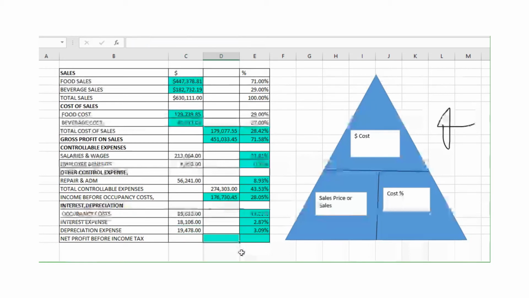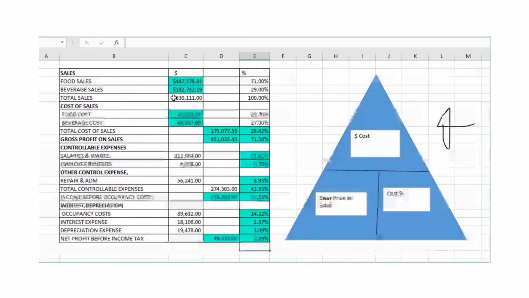So now finally at the bottom, calculating our net profit before income tax, we take our income before occupancy costs, and then we just subtract each one of our occupancy costs. So we're just subtracting them from our income before occupancy costs. Our net profit before income tax was $49,514.45. As a percentage of sales, we just take the item again and divide it by sales, like so. So it was 7.86%. In terms of whether this is good or bad, it depends.